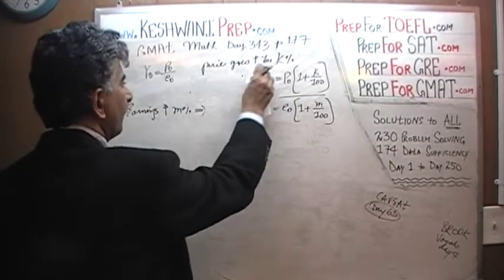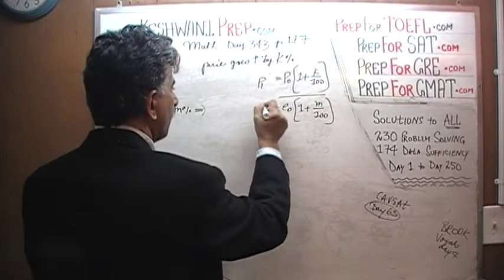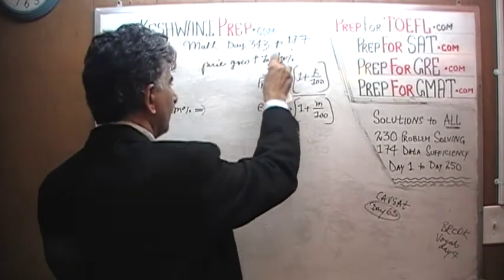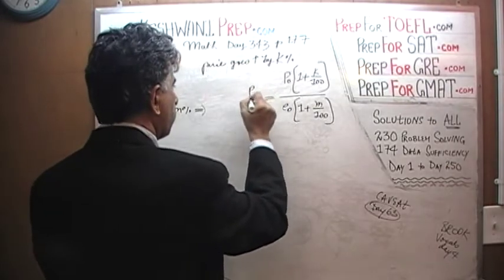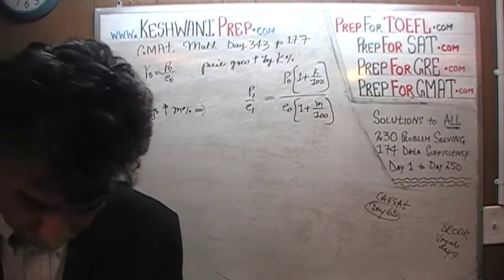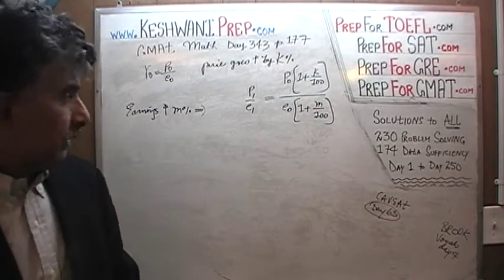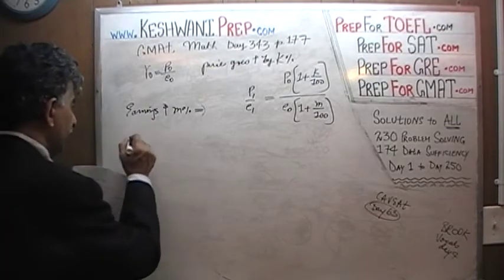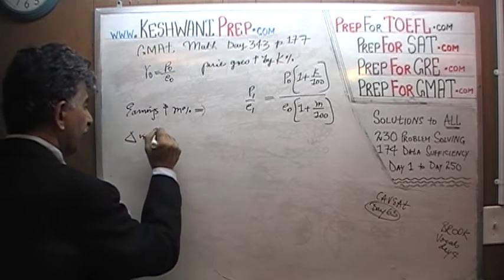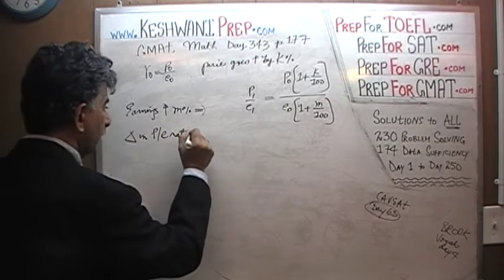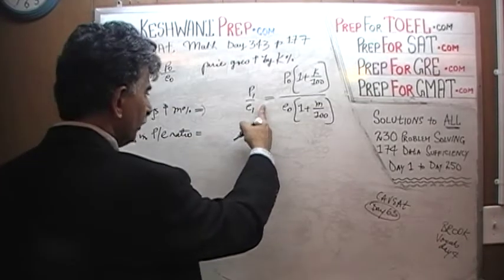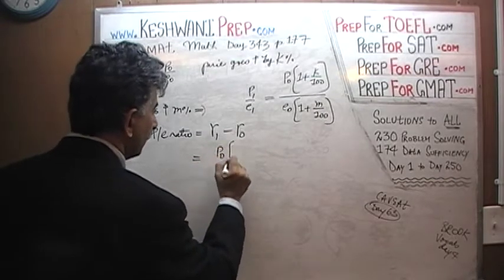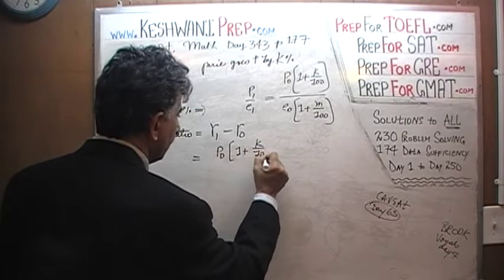This is the new ratio. The question is, how much does this ratio change? First we have to figure out the difference. The change in the price earning ratio is equal to the new ratio, R1, minus the old ratio. The R1 is P0 times (1 plus K over 100) over E0 times (1 plus M over 100).